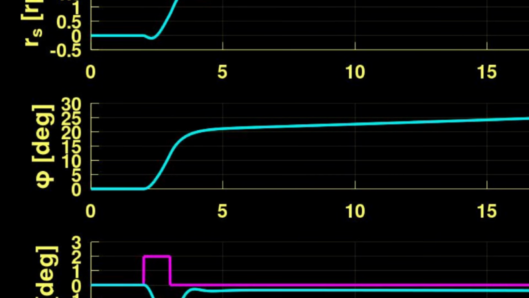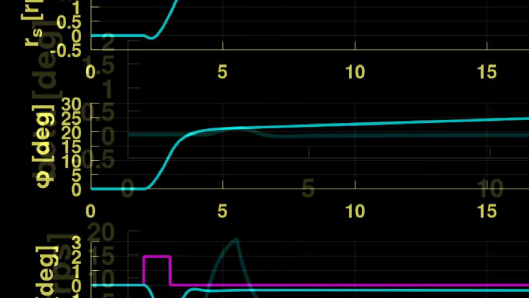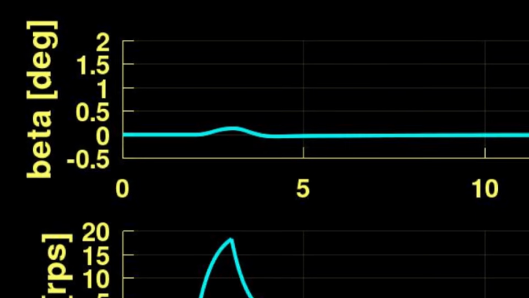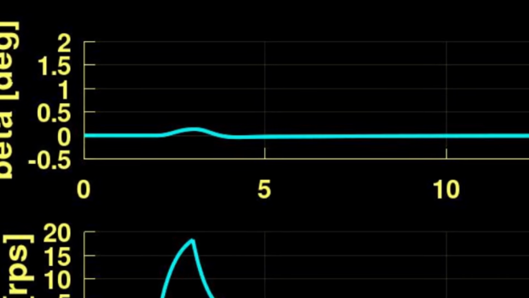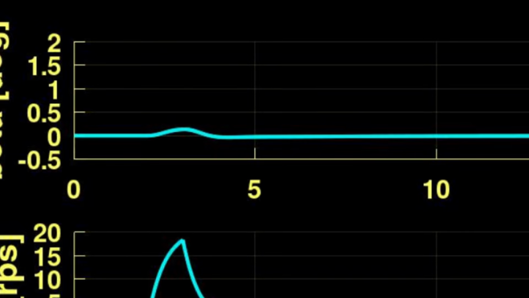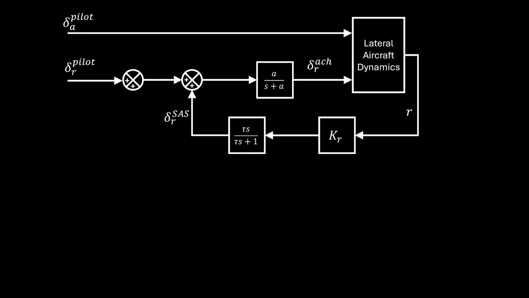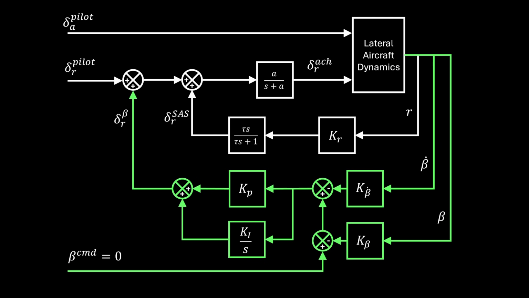The aileron pulse serves to roll the aircraft, while the rudder acts automatically to eliminate side slip, that is beta, keeping it near zero and hence the turn coordinated. This was achieved with a lateral flight control system. It involved a yaw damping inner loop and a side slip regulation outer loop, known as a beta-beta dot controller.